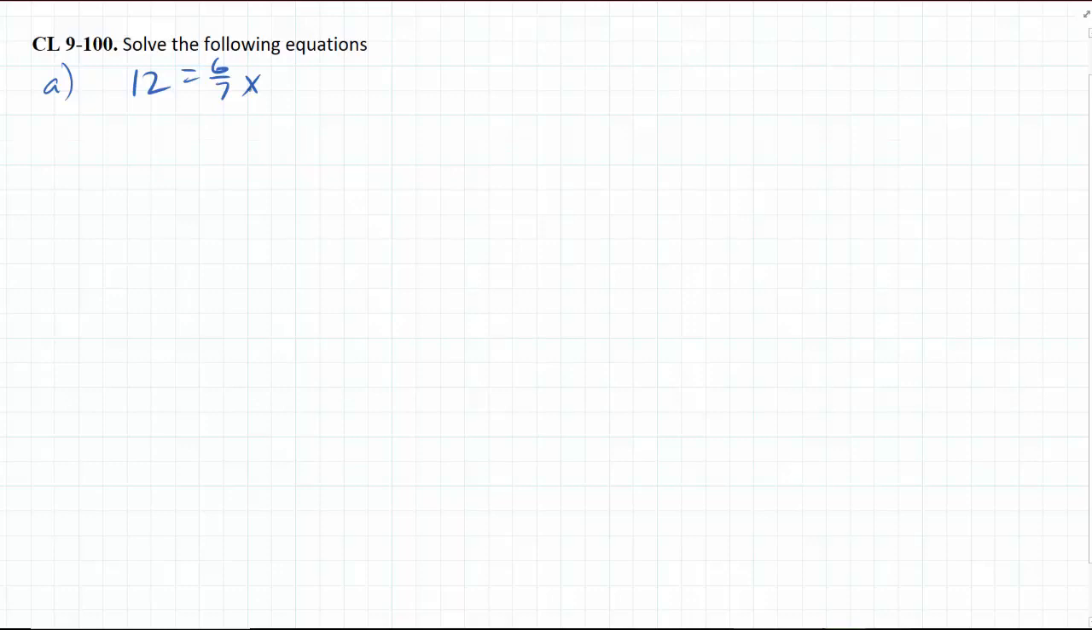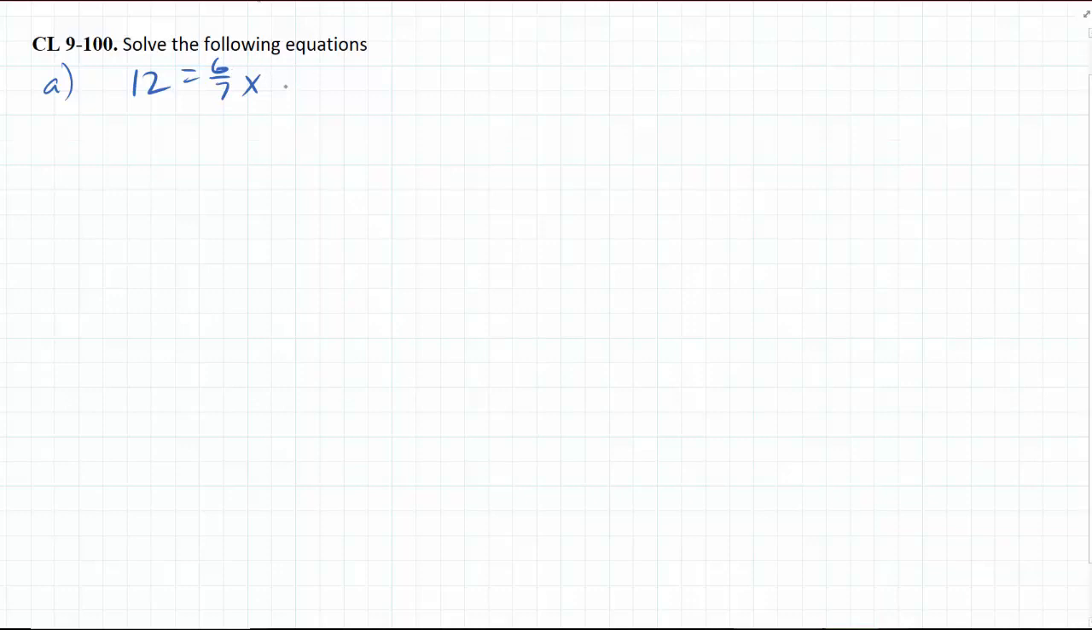Okay, well, to solve this, again, we know that we have 6/7 times x. We need to think, okay, what's the inverse? The inverse of multiplying 6/7. We could divide by 6/7. A lot of us are going to say, okay, the inverse of multiplication is just to divide. But instead of doing that, why don't we go ahead and multiply by the reciprocal? Okay, and the reciprocal of 6/7 is going to be 7/6.